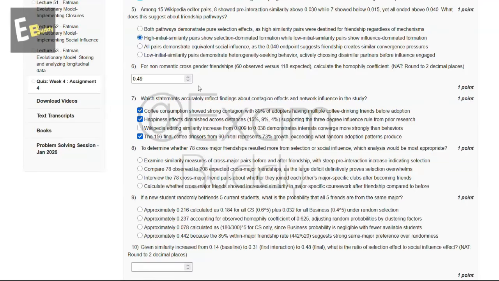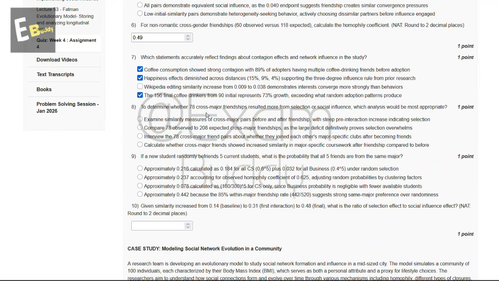And now let's go to our question number 8. To determine whether 78 cross-major friendships resulted more from selection or social influence, which analysis would be most appropriate? So these are the options, and the answer of our eighth question is A. Examine similarity measures of cross-major pairs before and after friendship, with steep pre-interaction increase indicating selection.